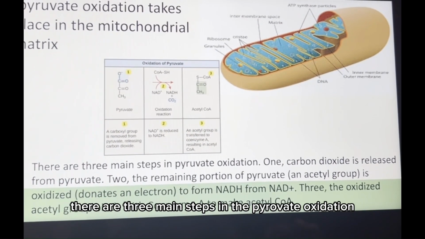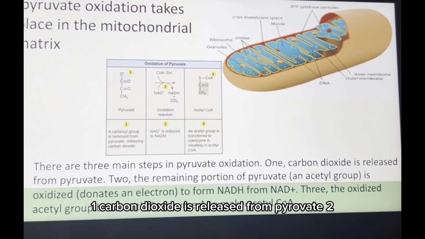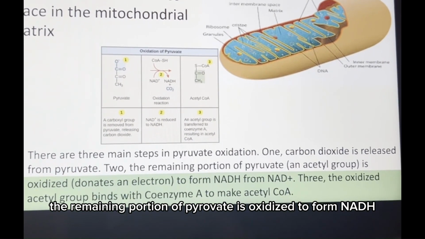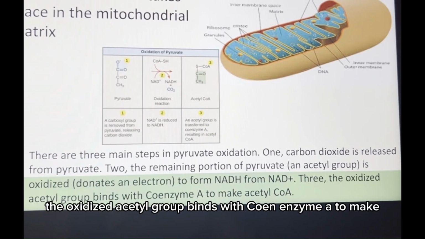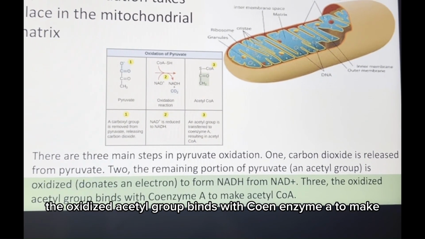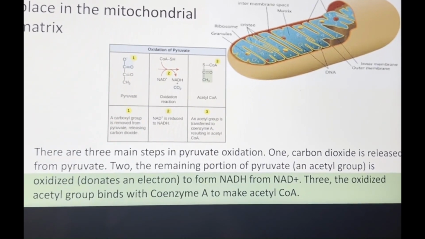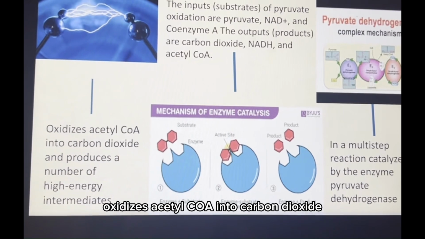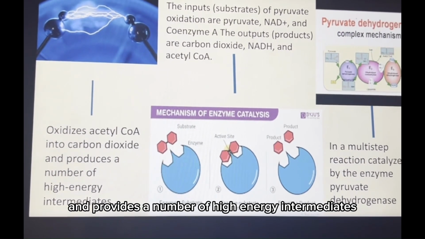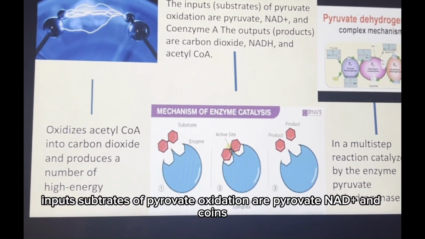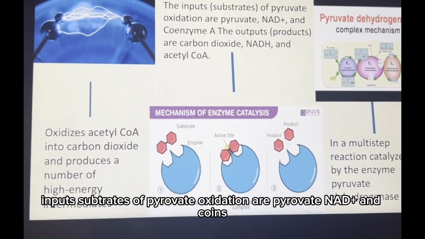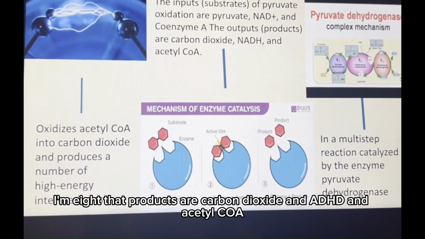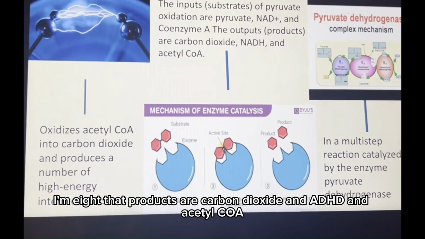There are 3 main steps in the pyruvate oxidation. 1. Carbon dioxide is released from pyruvate. 2. The remaining portion of pyruvate is oxidized to form NADH from NAD+. 3. The oxidized acetyl group binds with coenzyme A to make acetyl CoA. The input substrates of pyruvate oxidation are pyruvate, NAD+, and coenzyme A. The products are carbon dioxide, NADH, and acetyl CoA.